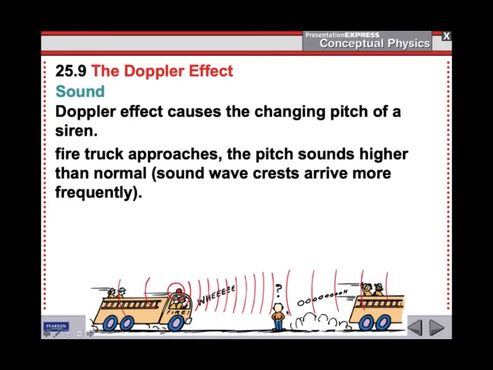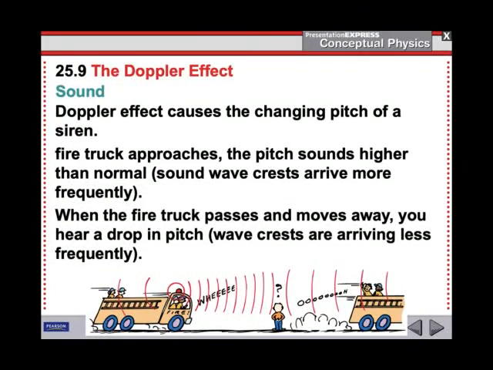So notice here's the fire truck, all right? And notice how squeezed together the waves are, so it appears very high pitched. However, when it moves away, it appears to have a lower pitch because the waves don't reach you as frequently. So when the fire truck passes and moves away, you hear a drop in pitch. The wave crests are arriving less frequently. So you get a kind of thing going on there.